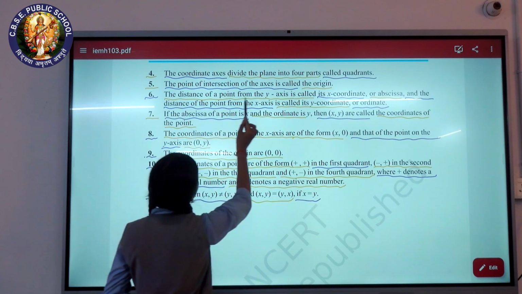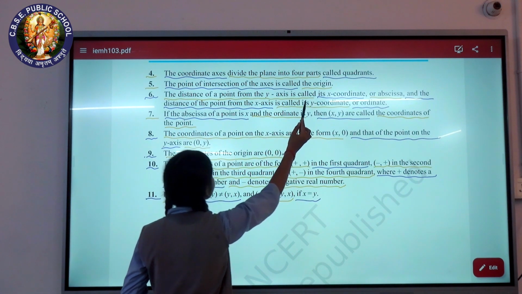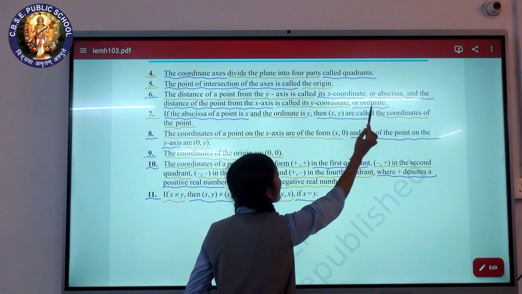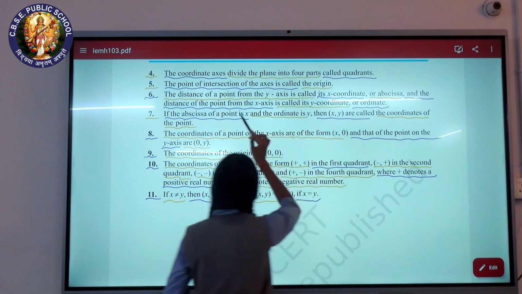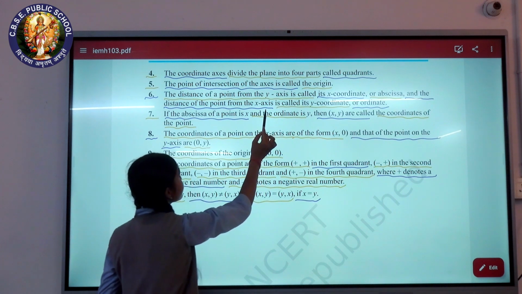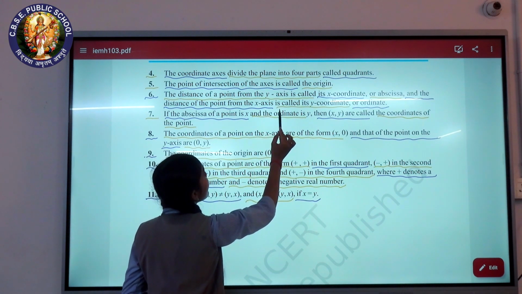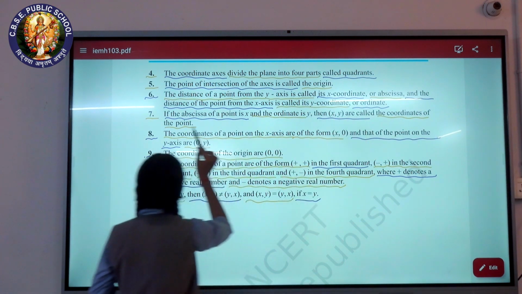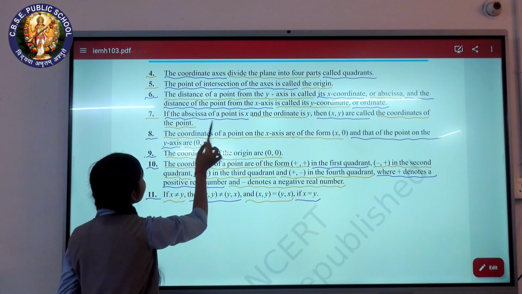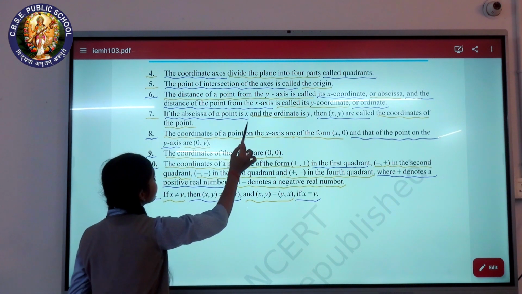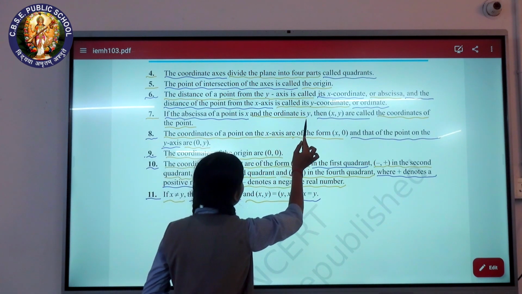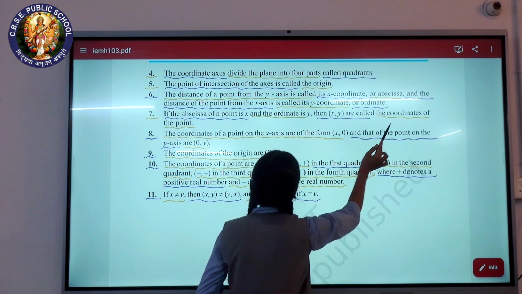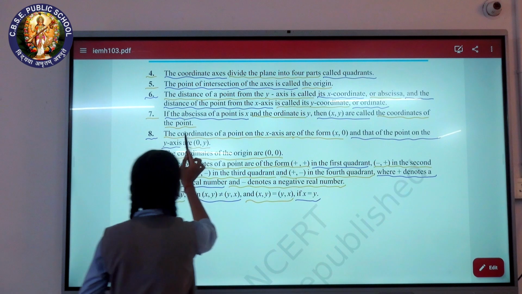the distance of a point from the y-axis is called its x-coordinate or abscissa, and the distance of the point from the x-axis is called its y-coordinate or ordinate. Seventh, if the abscissa of a point is x and the ordinate is y, then x and y are called the coordinates of the point.